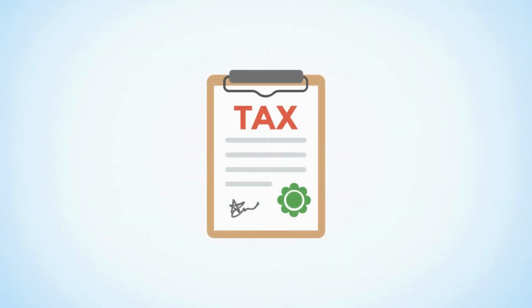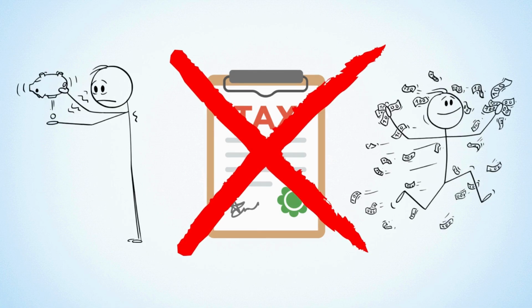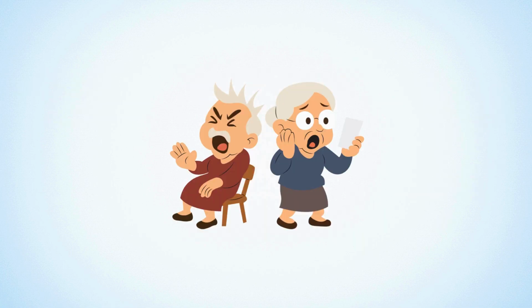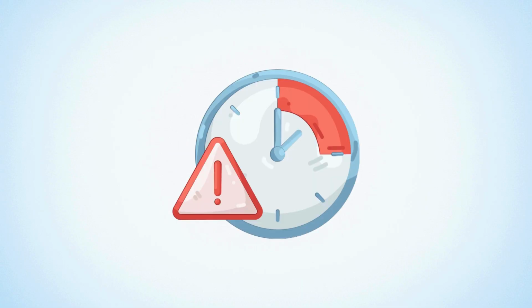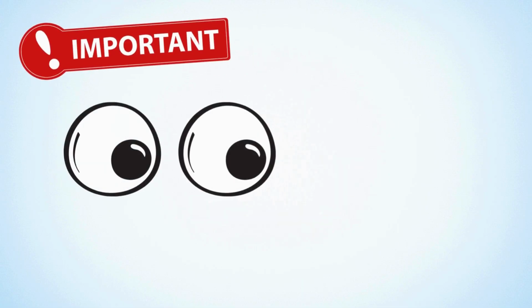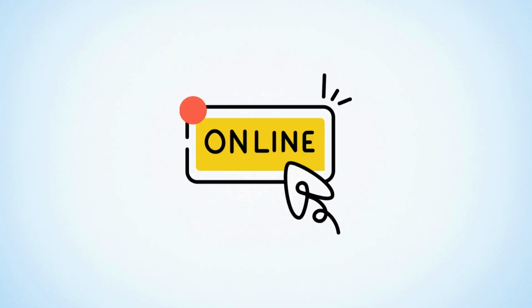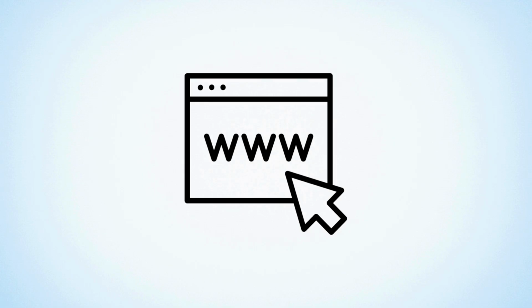A wrong tax code can lead to paying too much tax or too little, which could result in a surprise bill at the end of the year or a delayed refund. It's important to check your tax code regularly. You can do this online via HMRC's website or your personal tax account.